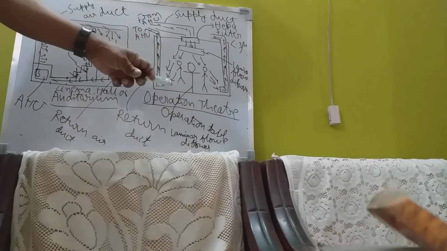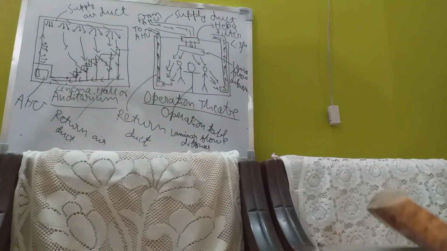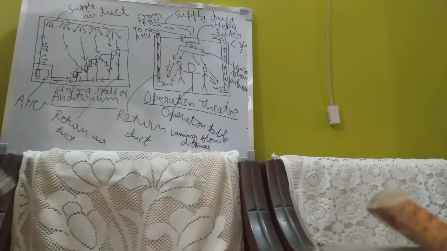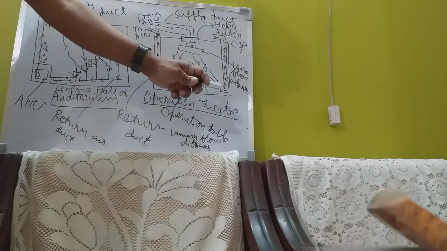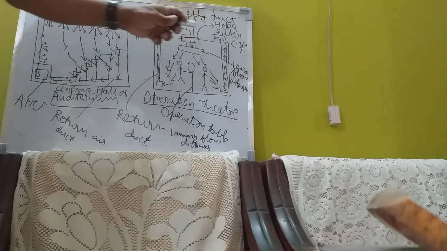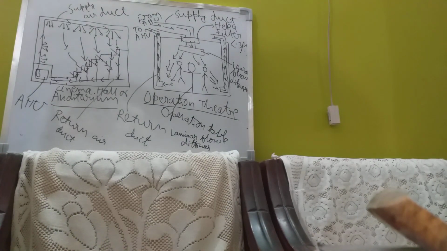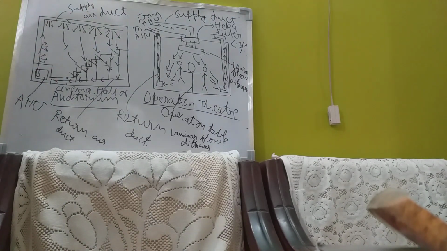Through this, the air comes through this return air duct and passes again to the air handling unit. That means it supplies air like this, laminar flow happens, and it returns through the return air duct to the system back again. This is how the operation theatre works, and this is how the auditorium works.